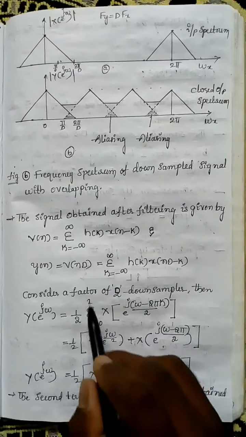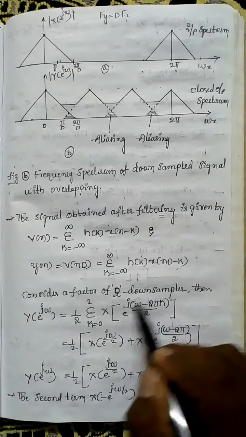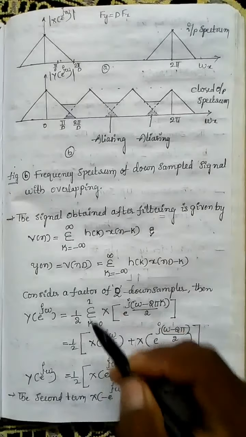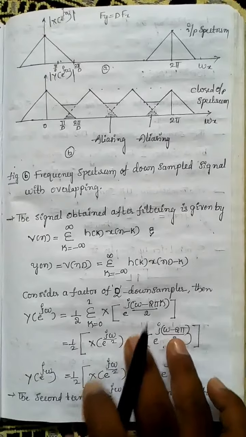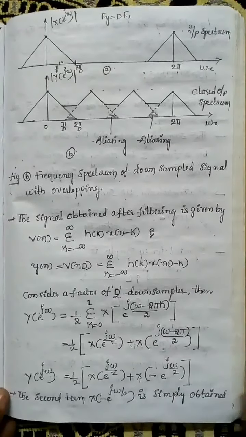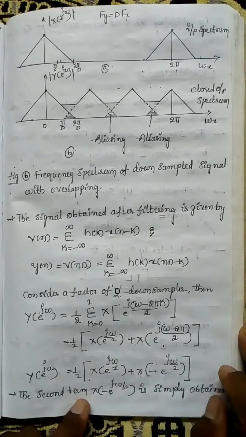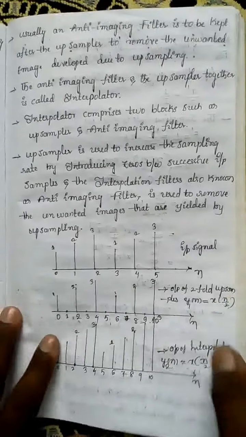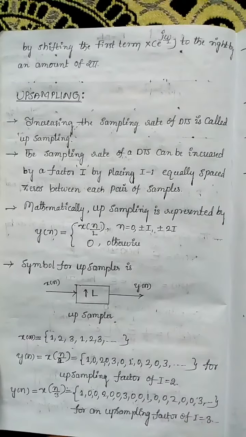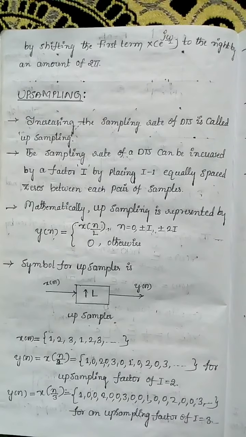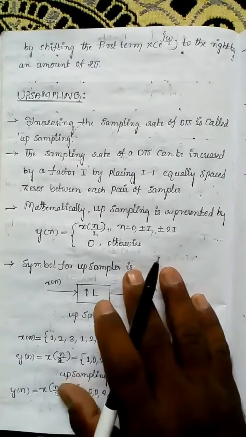So k equals 0 to 1: wherever k is seen in this equation, you simply substitute 0 and 1. That means the 0th term and the 1st term. K is equal to 0 gives this value, k is equal to 1 gives this value. Clear? The second term of this equation, x of e power of minus j omega by 2, is simply obtained by shifting the first term, x of e power of j omega by 2, to the right by an amount of 2 pi. This is very important.